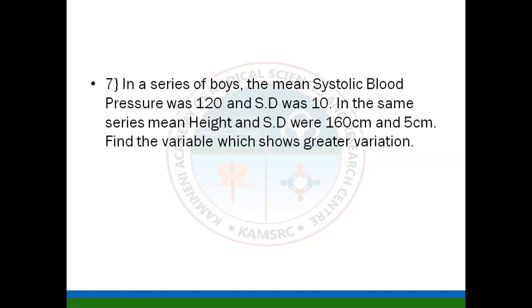They have taken two components: one is systolic blood pressure and the other is height. First you need to construct a 2 into 2 table. They have already given the mean was 120 and SD was 10 for the first group. For the second group, height, the mean was 160 and SD was 5. So just refer to the previous question and do this as homework.